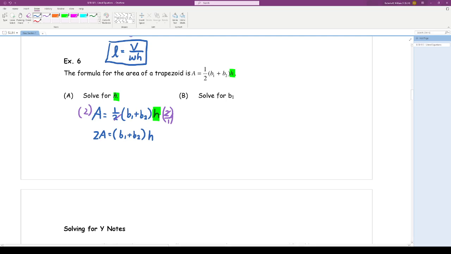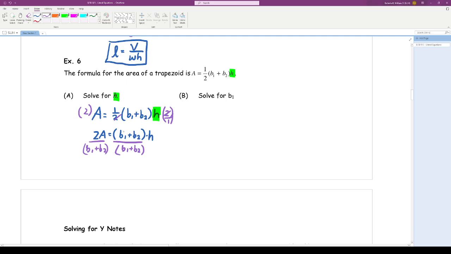So since we have b1 plus b2 times h, we need to divide this thing away. So this is all just one thing together. So imagine this was 2 plus 4, we would just have 6 here. So this b1 plus b2 together is just one addition thing that we can divide by. So we're going to divide by b1 plus b2, like that. And we're going to divide this side by b1 plus b2 as well. We don't need to write parentheses here, but I'm going to write them this time just so you can see that this is kind of a unit altogether.